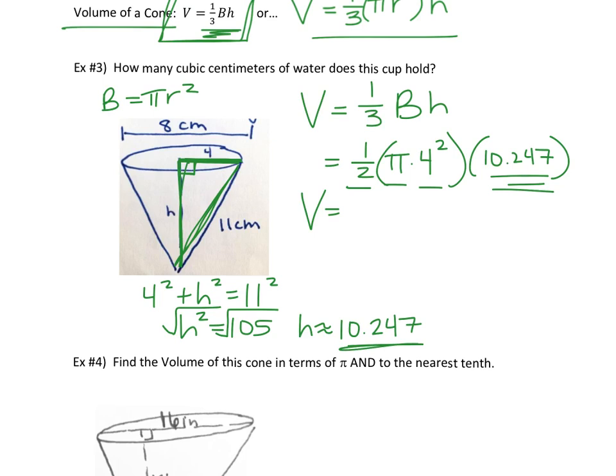1/2 times pi times 4 squared times 10.247. If you plug all that in, 1/2, my bad, 1/3. Don't do 1/2. 1/3 times pi times 4 squared times 10.247, you would get 172, and this is an approximation, I'm rounding, about 172 cubic centimeters. Okay.